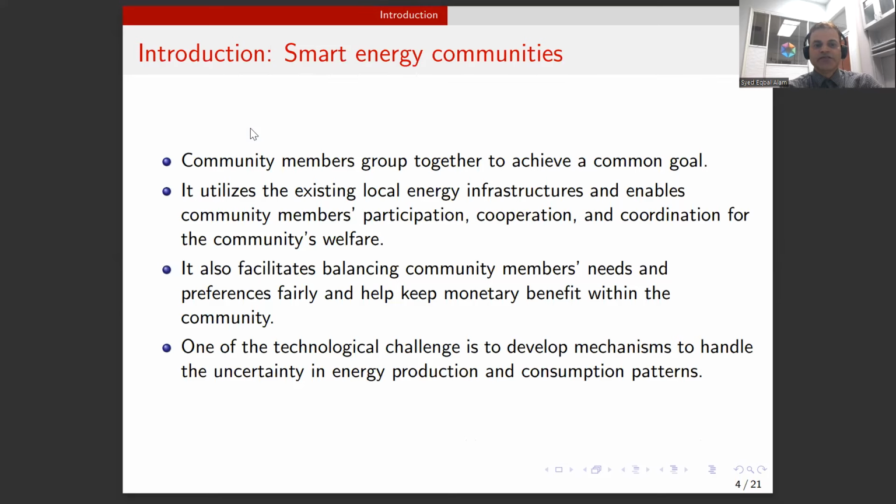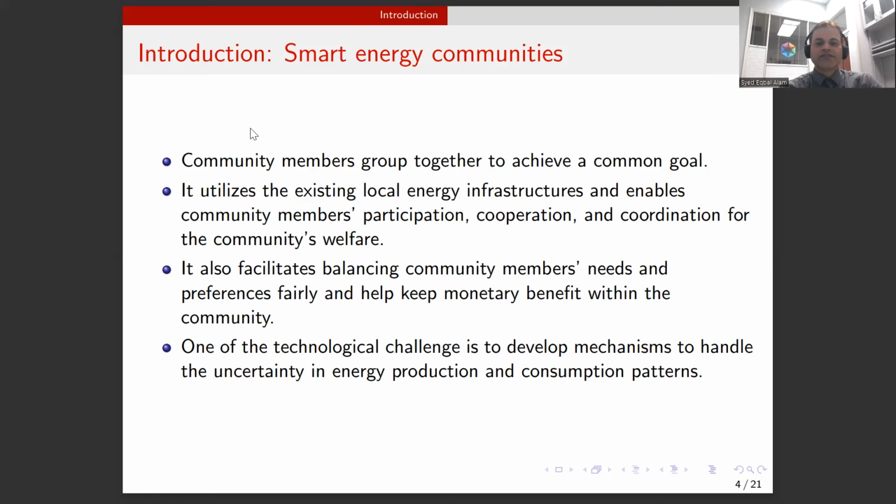Smart energy communities, as I said earlier, are where members of a particular geographical location come together to make a cooperative group with the aim that they achieve a social optimal value and a common goal. A smart energy community utilizes the existing local infrastructure and it enables the community members to participate, coordinate, and cooperate for the welfare of the community. It also facilitates balancing the members' needs and preferences, and the members can obtain some monetary benefit.